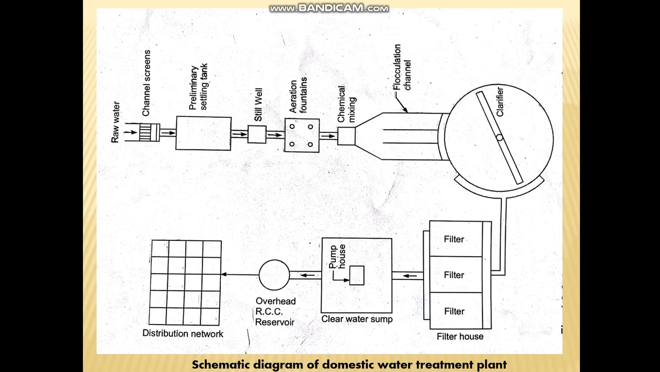Now the next unit is chemical mixing. You can see we are removing first the floating matter, then the settleable solids. After the settleable solids, we are removing the color, odor and taste of the water in the aeration fountains. Now the solids which remain in suspension, known as fine suspended solids, are not removed by the settling process, so they are removed by chemical mixing.